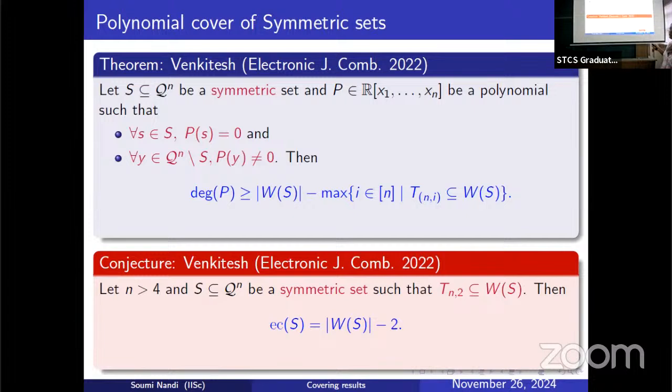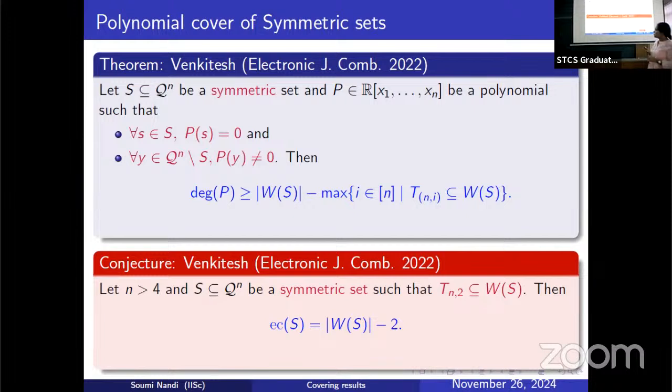I will take all the weights and then the largest i for which the first i layers and the last i layers both are in that symmetric set S. So instead of a degree-2 polynomial, we can take a degree-1 polynomial and then do the same job again. So this is some kind of interpretation for this lower bound.